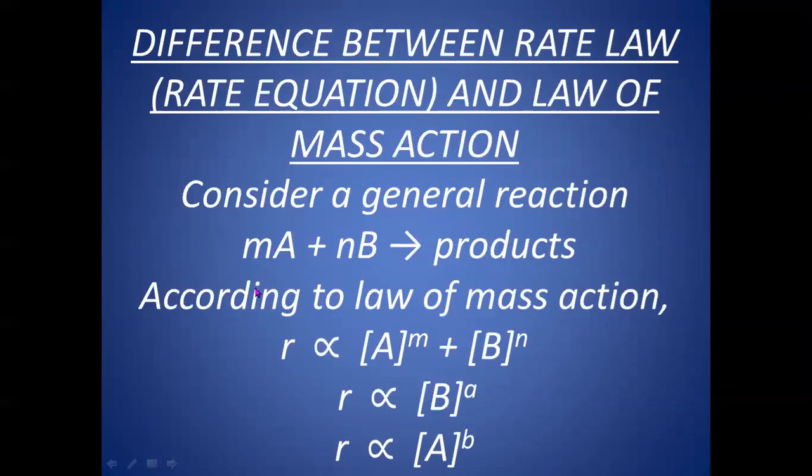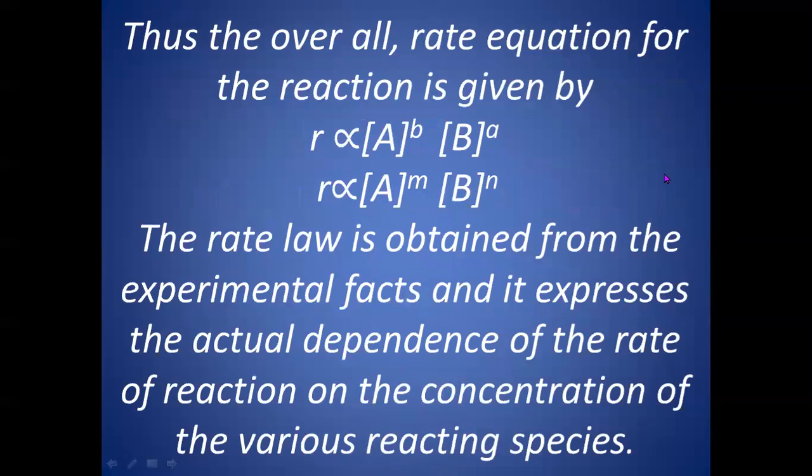According to the law of mass action, rate is proportional to the concentration of A raised to the power m, and the concentration of B raised to the power n. The overall rate equation for the above reaction can be given as R proportional to the concentration of reactant A raised to the power m into the concentration of reactant B raised to the power n.